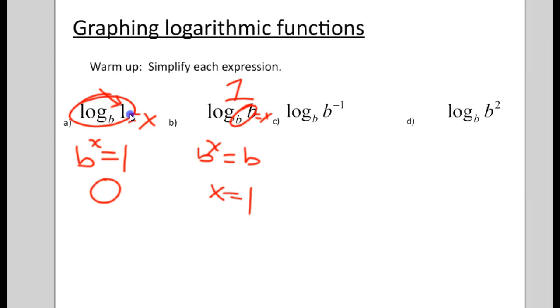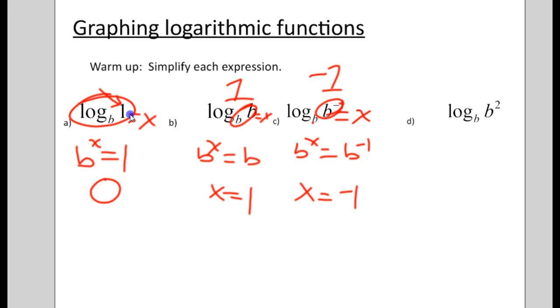Take a look at this next one. This is a little bit more challenging. This is log base b of 1 over b, so b to what power is b to the negative 1 power? Well, obviously it must be negative 1, right? So listen to this one. This is important. This says whenever my argument is the reciprocal of my base, I know the answer is negative 1. So I always like for my argument to be the reciprocal of my base, because that's an easy log. The answer will just be negative 1.